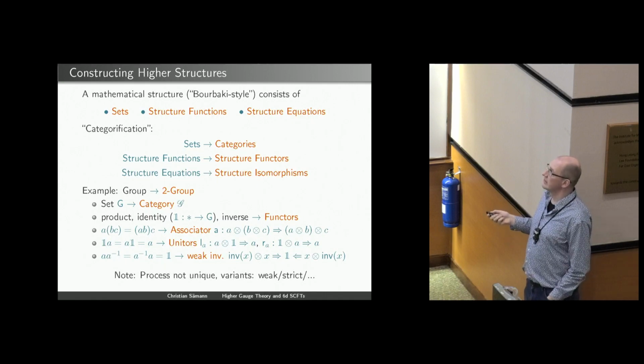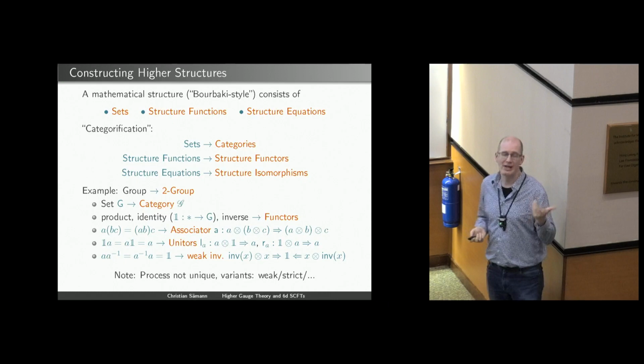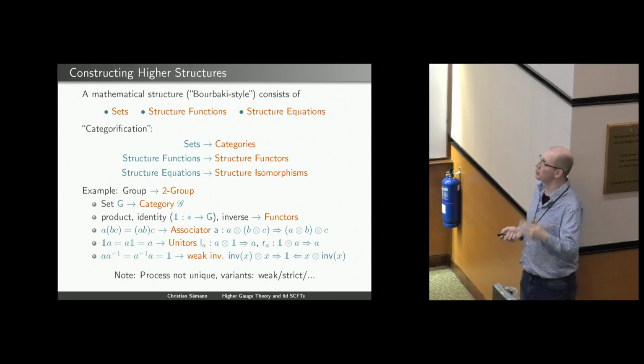This process is not unique. You can fix various of them. You can ask, for example, that the associator and the unitors are strict, so that they are satisfied on the nose, that they're trivial. And then you get strict 2 groups and so on. So that's not quite unique, but essentially you have a reasonably well-defined notion of how to go from ordinary mathematical objects to higher structures. Okay?